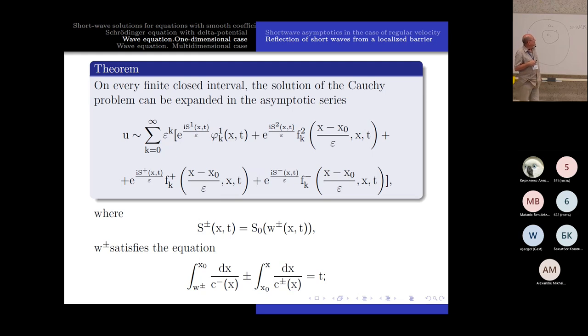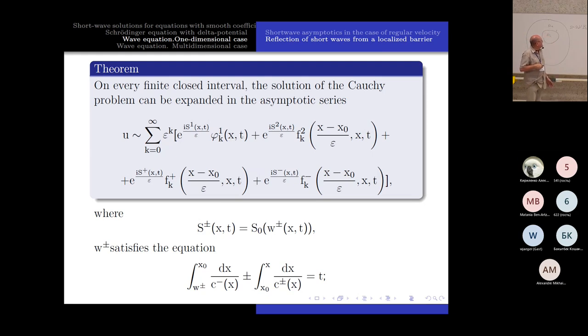series. Here we have different summands. The first summand defines the wave which comes in such a direction that this wave doesn't come to the support of the singularity. And these three summands define the wave which comes to the support of the singularity. F plus defines the wave which comes further and is transmitted, and the functions with the sign minus define the wave which is reflected.